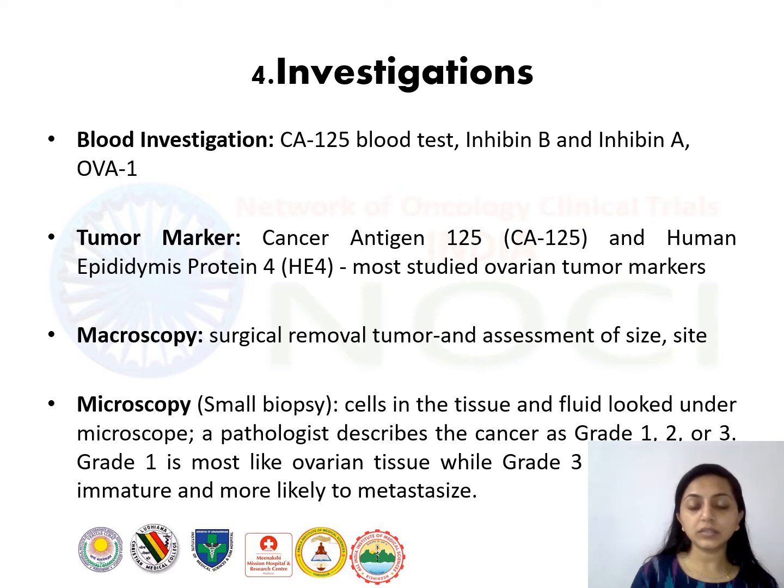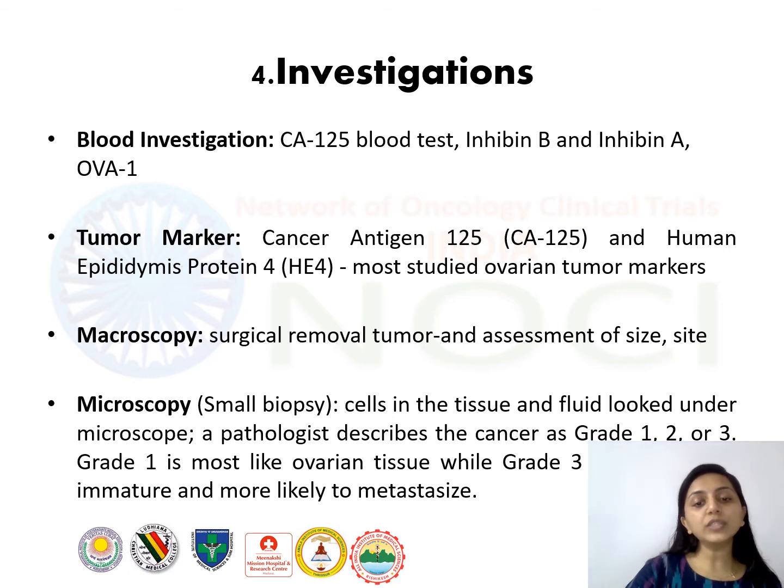Now, the main studied ovarian tumor markers include cancer antigen 125, that is CA125, and human epididymis protein 4 or HE4. Now, these two tumor markers are typically raised in carcinoma ovary and they help in diagnosis of ovarian carcinoma. Now, apart from helping in the diagnosis, they also help us to identify how much a patient has responded to the treatment that she has undergone. So the CA125 is done as part of follow-up so that we can look at how much the levels have come down after treatment.